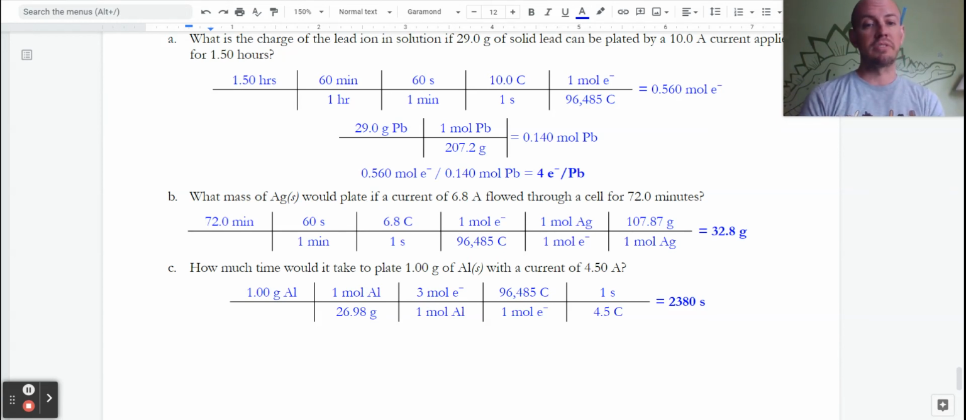But we have 2,380 seconds. Divide that by 60 would get our minutes. Divide that by 60 would get our hours, depending what we're asked.